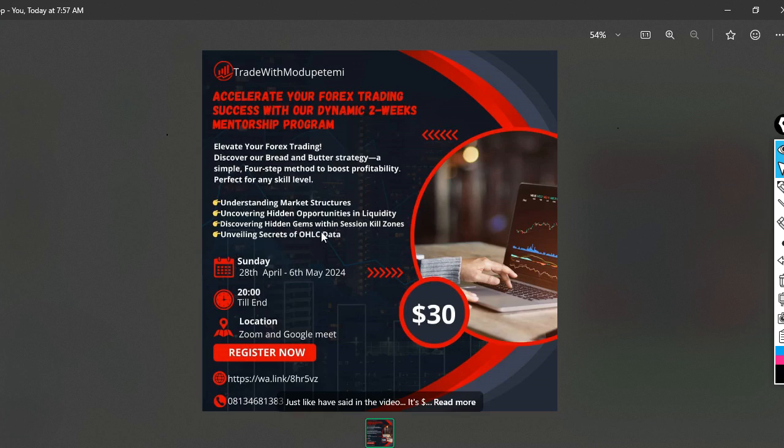This is where the hidden gems lie, discovering the hidden gems within the session key zone. This is where the key zone lies. This is where the opportunity lies.